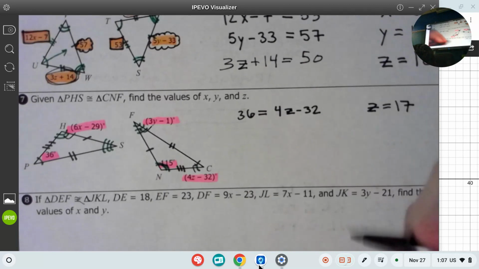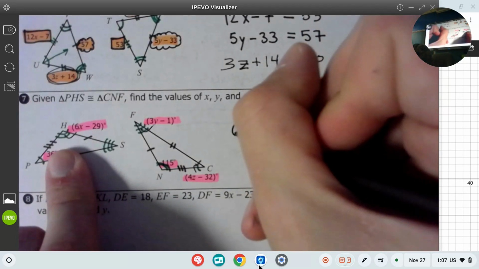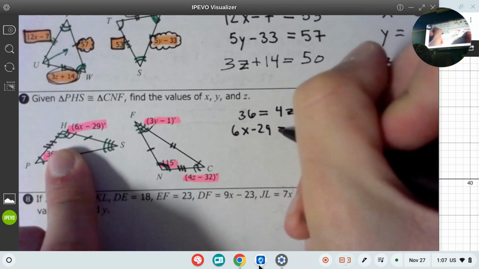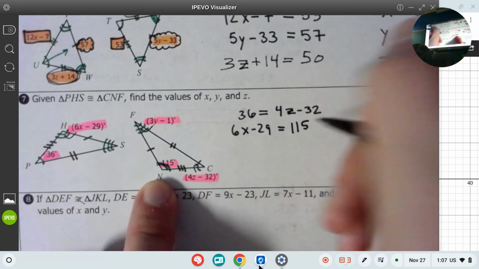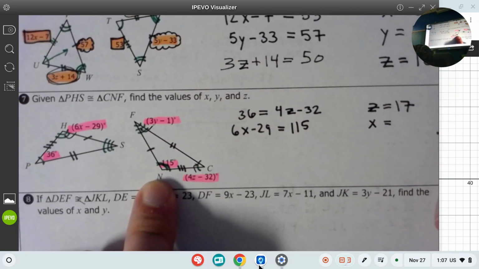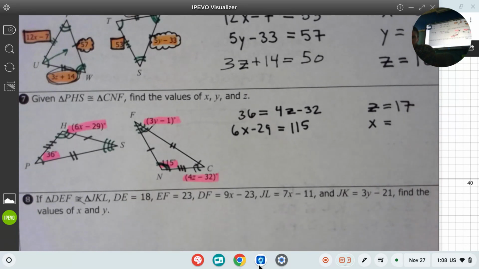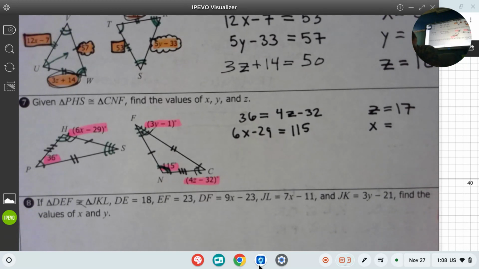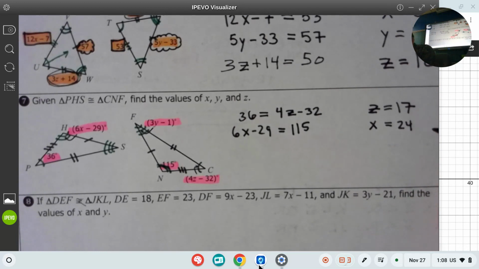All right, now let's do the double. The double is 6x minus 29. The double is 115. Somebody else do this one for me. Go to Desmos, type this in, give me an answer. What do you say? 24? 24 feels pretty good. Yeah, I like 24. Nice job.